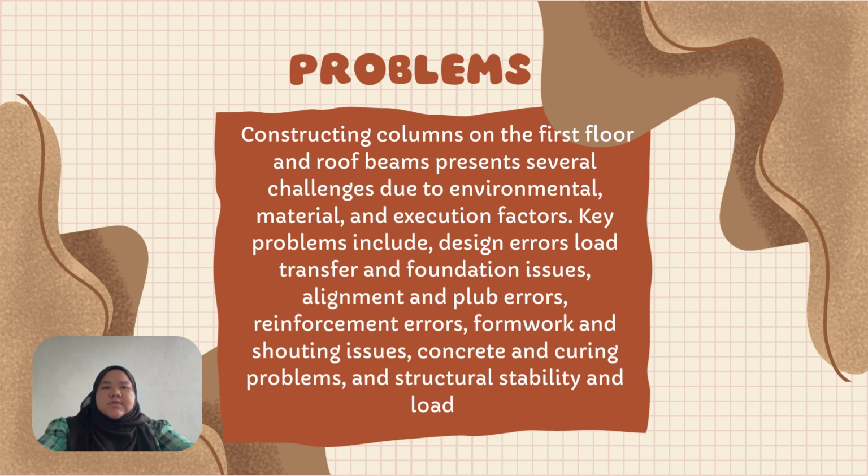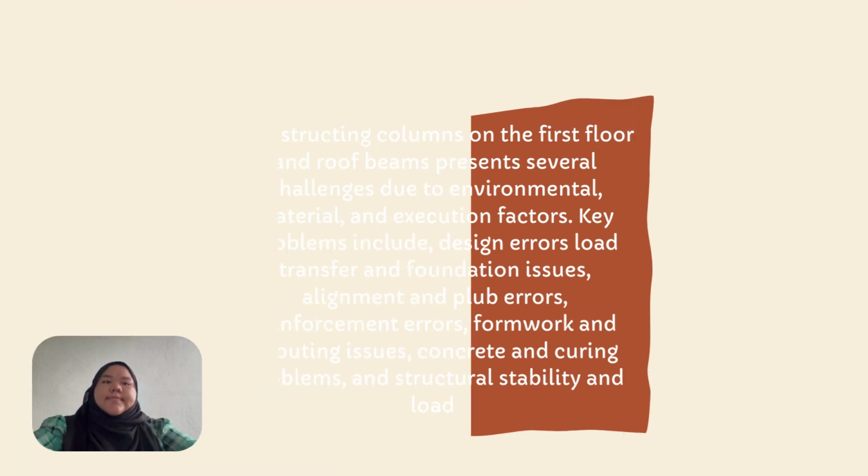For the problems, constructing columns on the first floor and roof beam present several challenges due to environmental, material, and execution factors. Key problems include design error, load transfer and foundation issues, alignment and plumb error, reinforcement error, formwork and shuttering issues, concrete and curing problems, and the last one is structural stability and also the load.